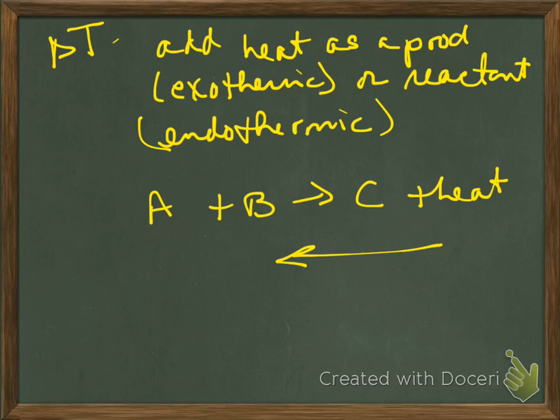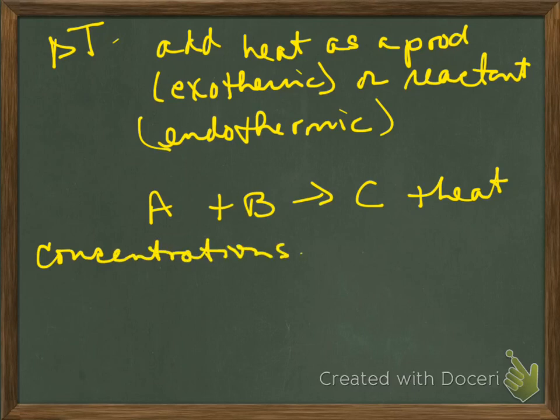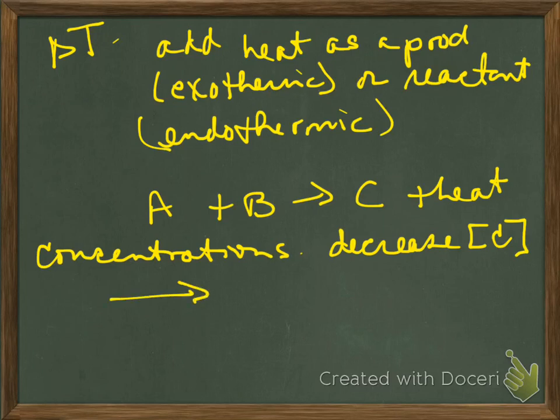One thing that I didn't talk about, and I probably should have, is concentrations. If I were to decrease the concentration of C, the shift will be to make more of C. Hopefully that kind of thing is coming back to you. All right. We'll pick up on the Haber process and the contact process for the next screencast.